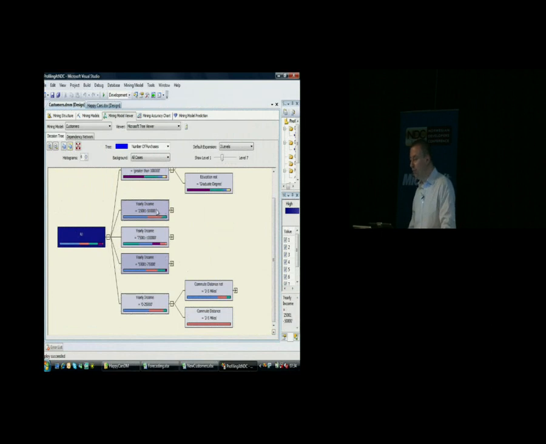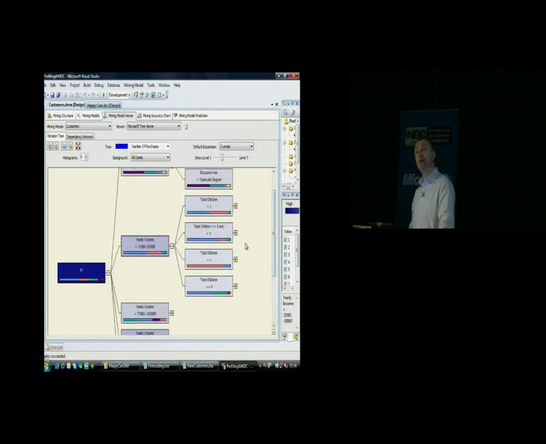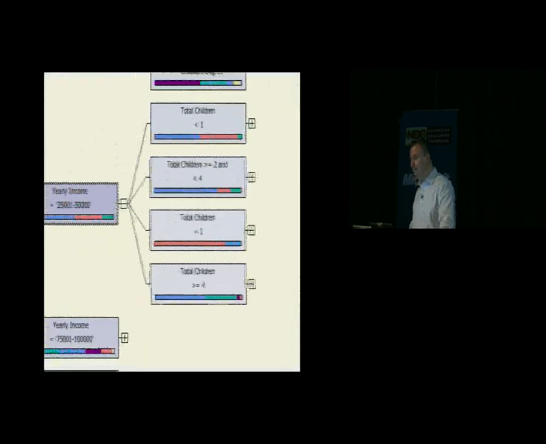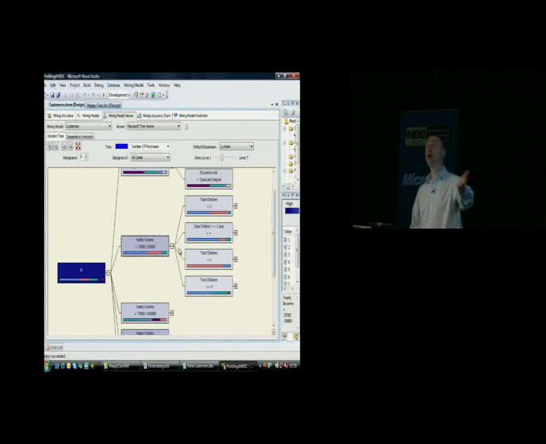What about people with the median income? The person who said number of children, you were right. For people in the middle income, what matters is how many children you have. And if you have exactly 1 child, you buy 1 car. If you don't have children or you have more than 1 child, you tend to buy 2 cars, which is kind of interesting. But don't stop here.